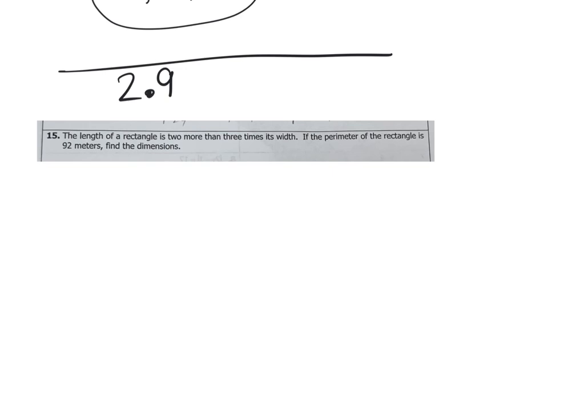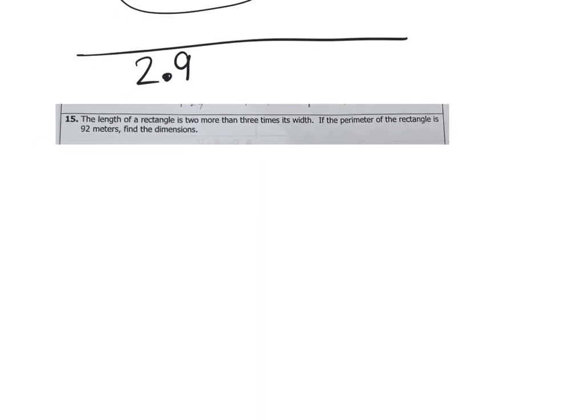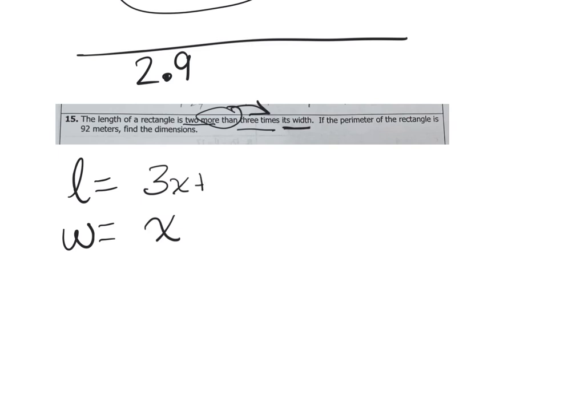Okay, now we're back on homework 2.9. The length of the rectangle, this is question 15, is 2 more than 3 times its width. If the perimeter is 92, find the dimensions. So again, we're doing length and width, right? So width is already just one variable. Width is x, but length is going to be 2 more than 3 times the width. So it's more than, so we do have a turnaround phrase. So 3x plus 2.